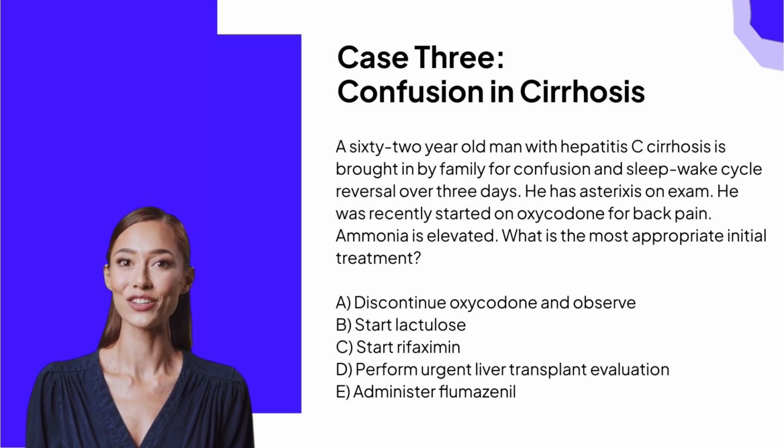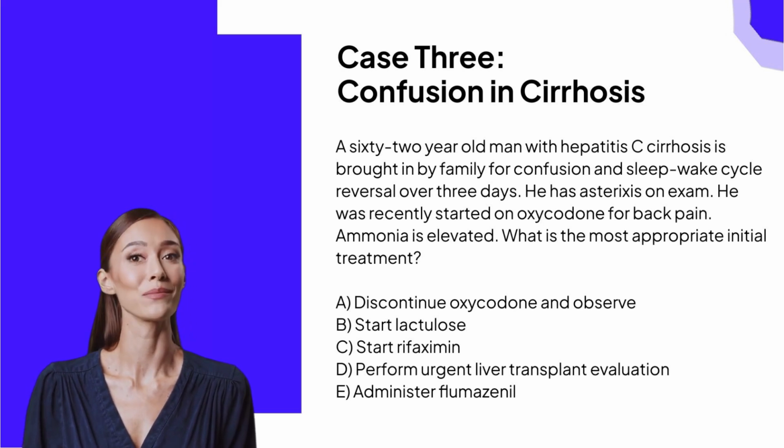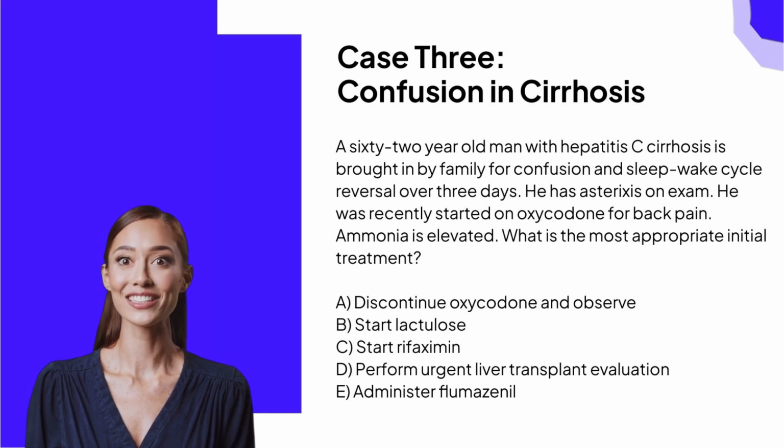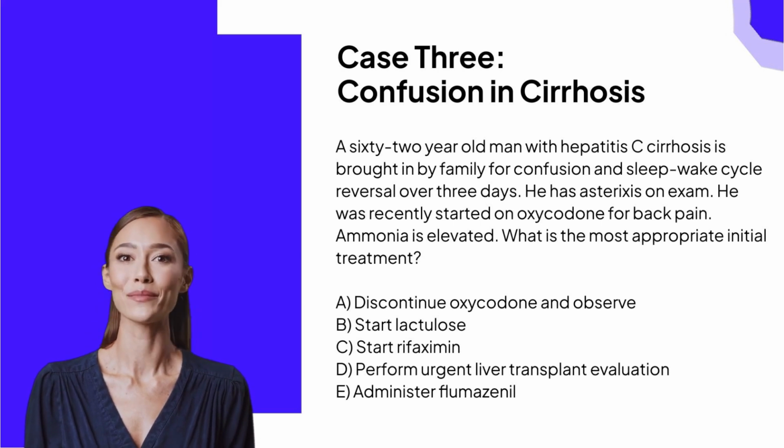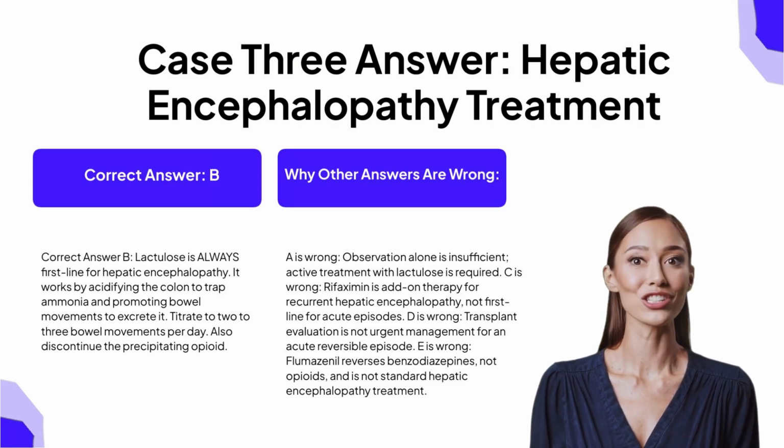A is discontinue oxycodone and observe. B is start lactulose. C is start rifaximin. D is urgent transplant evaluation. E is give flumazenil. Think about what the first-line therapy is for hepatic encephalopathy. The correct answer is B, start lactulose.